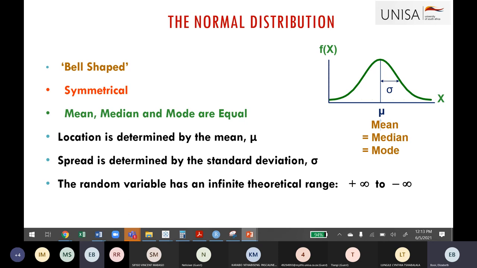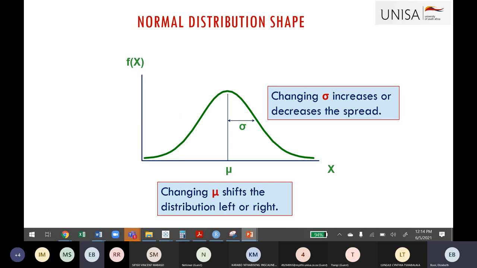And what we also learned is that the values underneath the graph that we see, which we call the area underneath the curve, is where we're going to be calculating our probability. What we also learned was that when we shift the value of our mean, the graph will move from left to right.